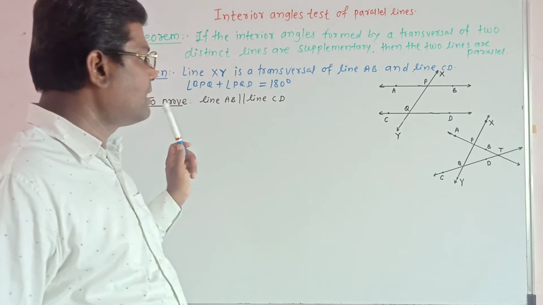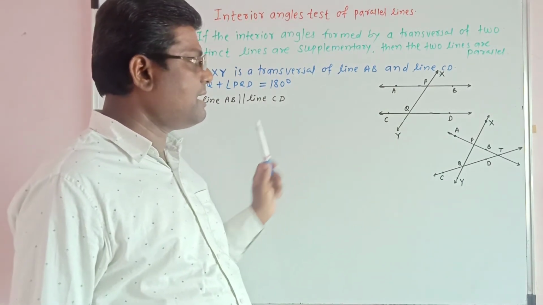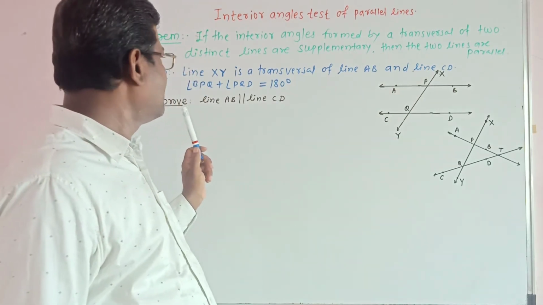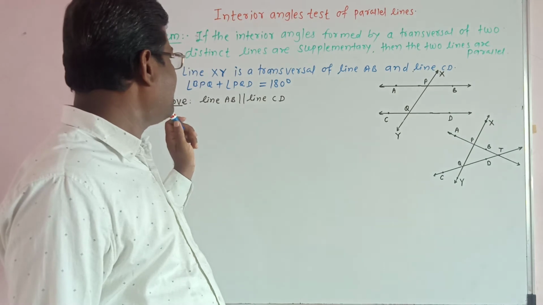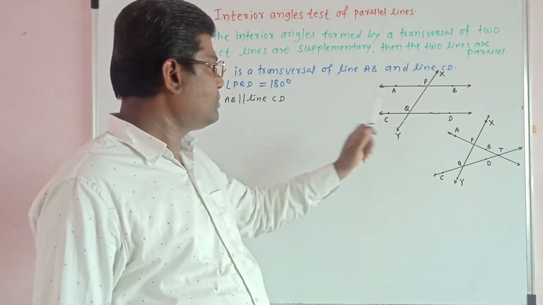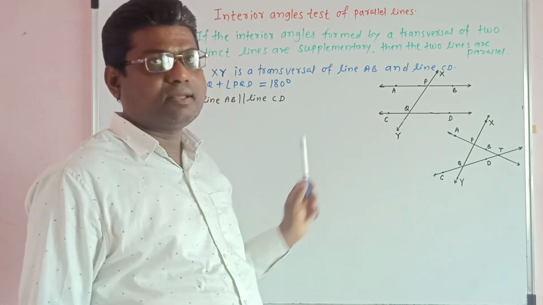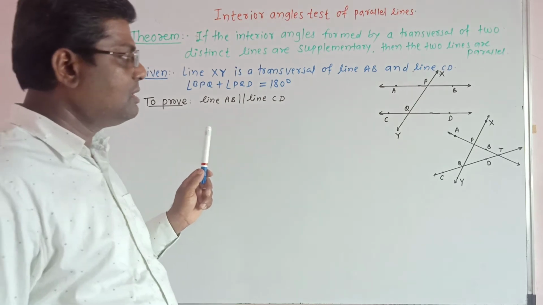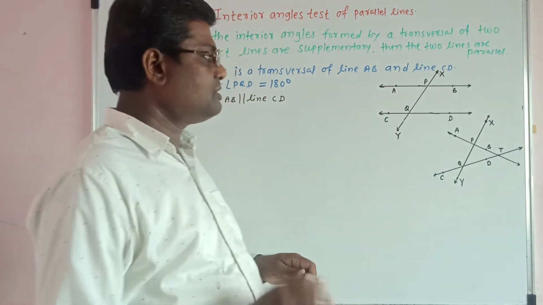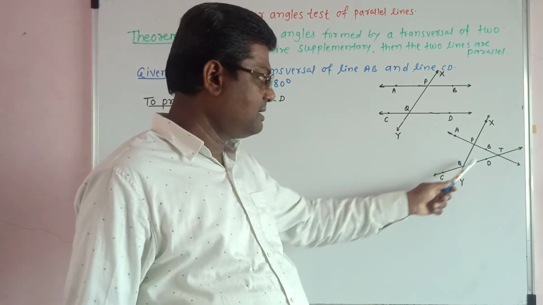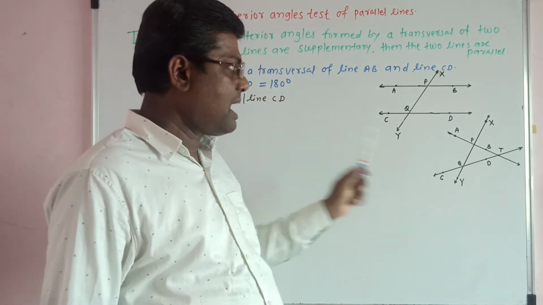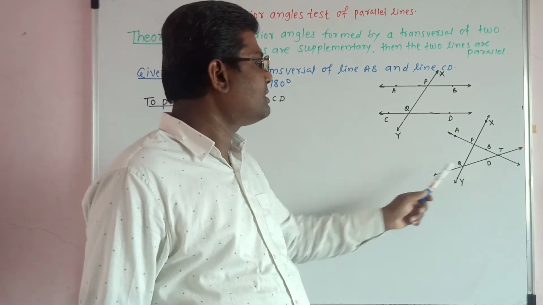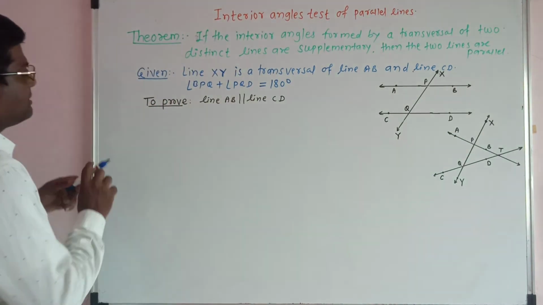Here line AB and line CD are given, and line XY is its transversal, and it is given that angle BPQ plus angle PQD is equal to 180 degrees, and we have to prove that line AB is parallel to line CD. Let's assume that line AB and line CD are not parallel to each other and they intersect at point T, so that triangle TPQ is formed. So let's write the proof.